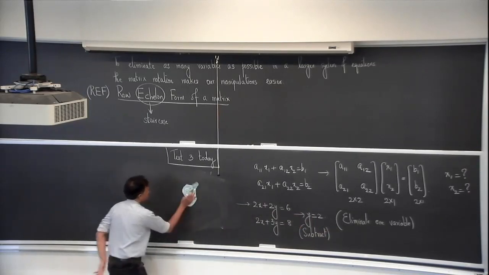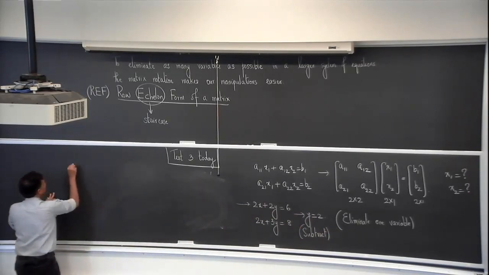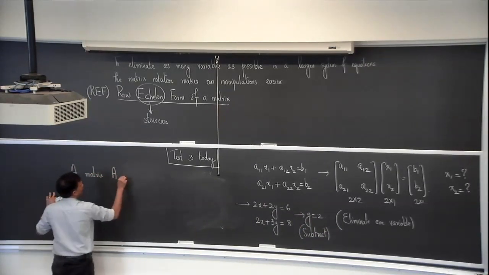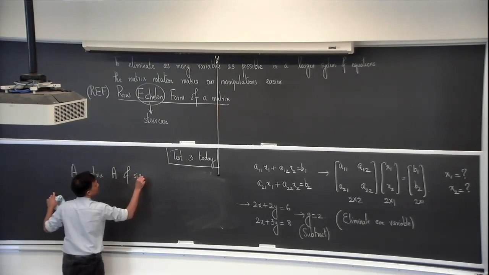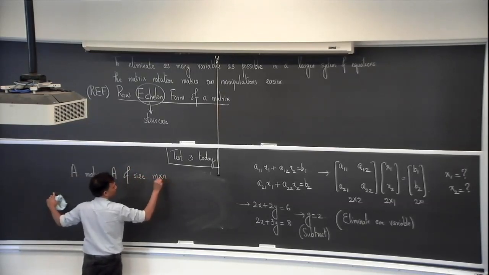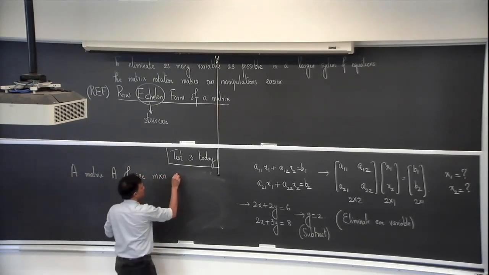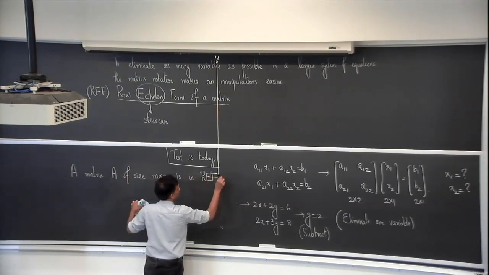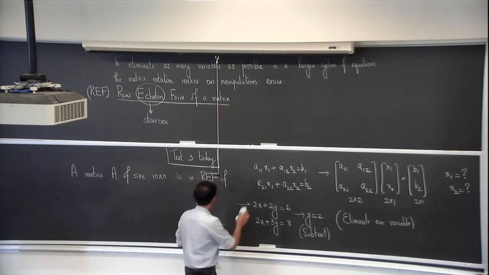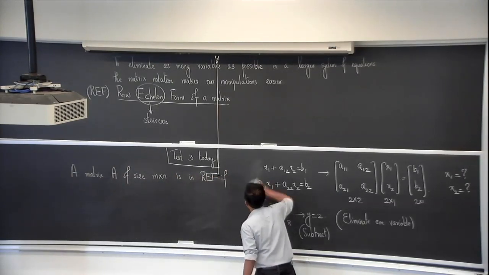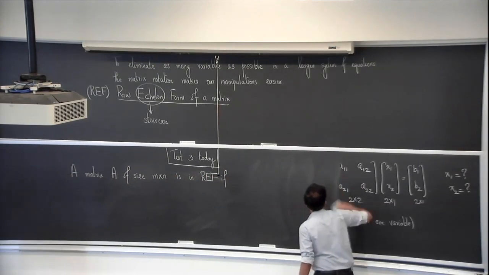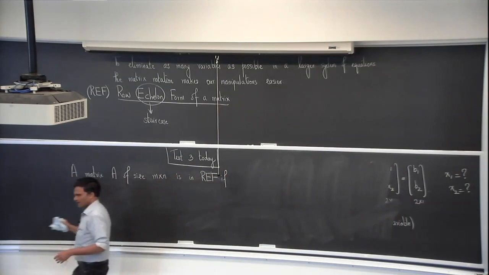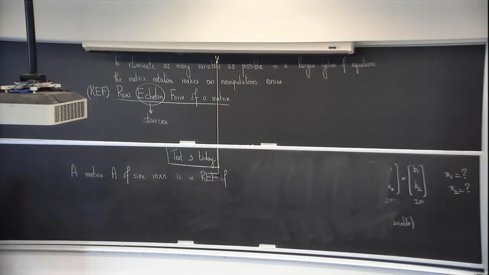So a matrix A of size m by n, that is m rows and n columns, is in the row echelon form, or REF, if the following conditions are true. Please write this carefully because it's going to be the main part of chapter 4.